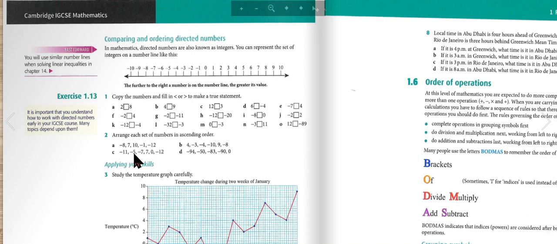For C, it is -12, -11, -7, -5, 0, and 7. And for D, it is -94, -90, -83, -50, and 0. Did you get it correct?